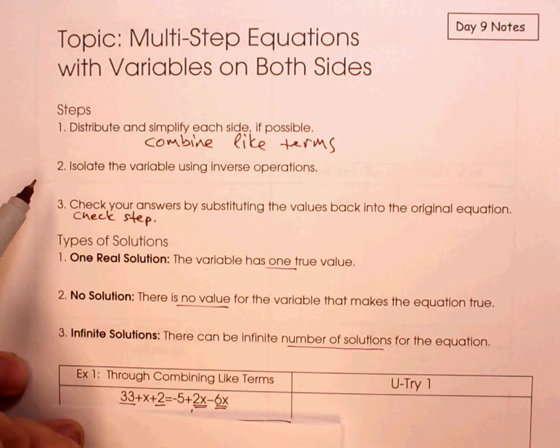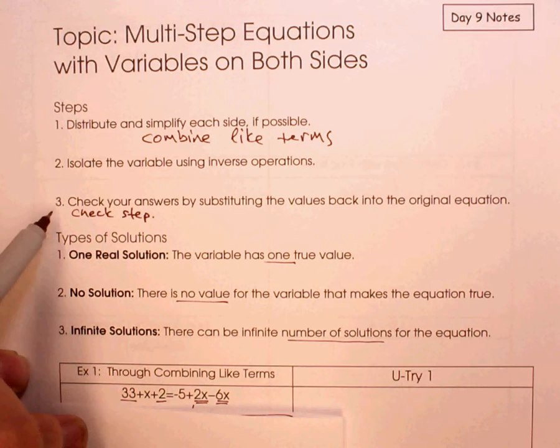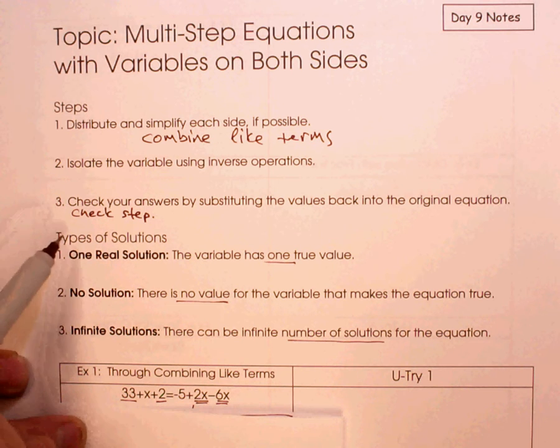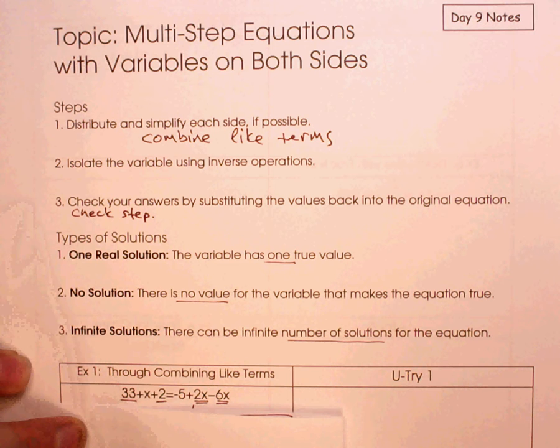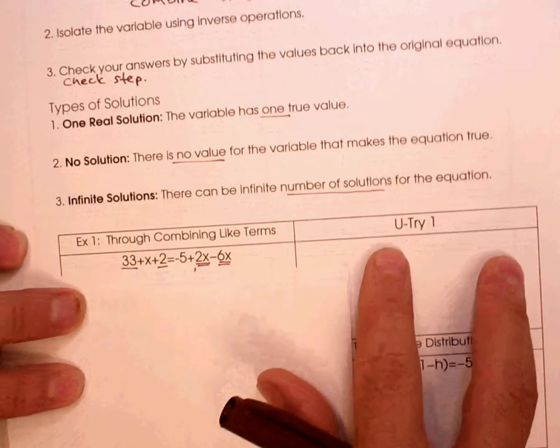We are going to gather all the variables on one side and the numbers on the other side of the equation. Number 3. We are going to use check steps to check our answers by substituting the result into the original equation, and it should give us a true result. We are going to go through 3 different types of solutions. We may have one real solution, we may have no solution, and we may have an infinite number of solutions for the given equation. Here's our first example.